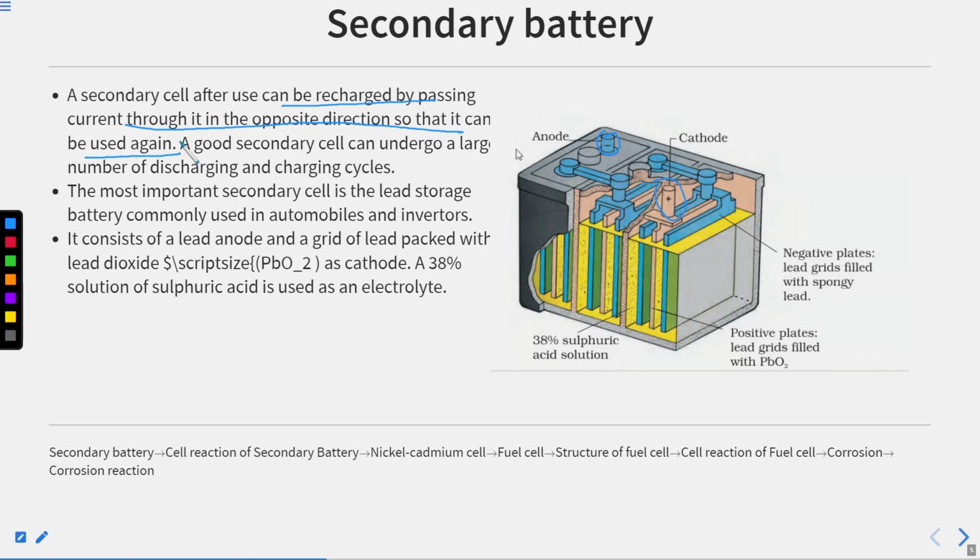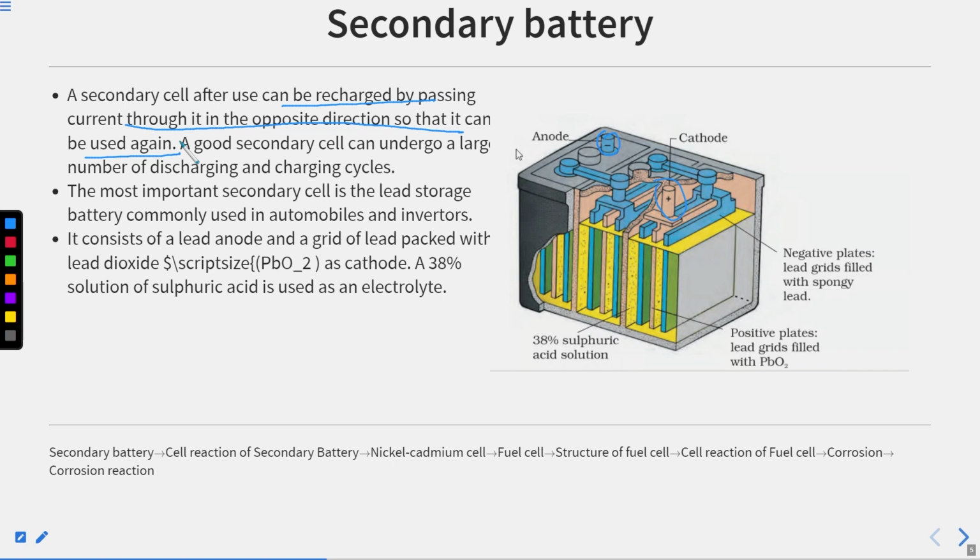Now, if you talk about a good secondary cell, it can go through a large number of discharging and charging cycles. So it is very obvious. Which secondary cell will be good? One that can go through charging and discharging multiple times. This cycle can be continuous and happen multiple times. In that case you will say this battery is good enough. So it would be a good secondary cell if the number of charging and discharging cycles is more.